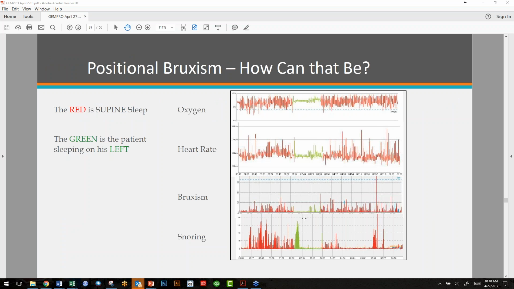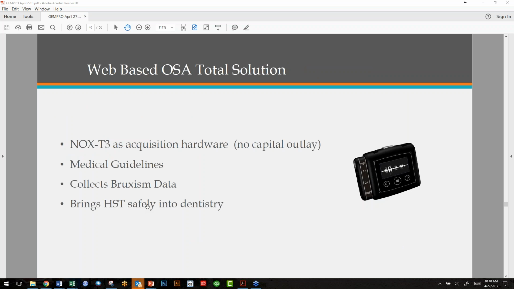Okay, this slide here I like to put in because it just shows what positional bruxism looks like. So the guy sleeps on his back, is in red. He's got all kinds of desaturations and all kinds of heart problems. And then on his left side, everything goes away. So this kind of proves our point that in so many cases, bruxism can be managed and eliminated.